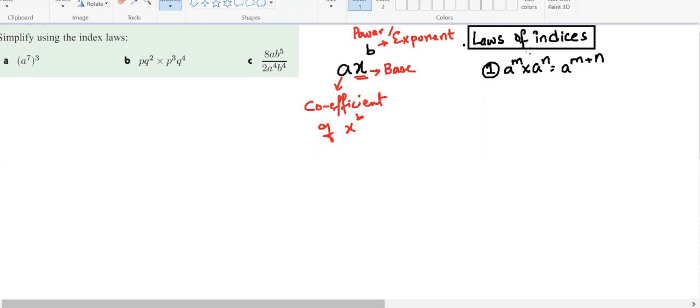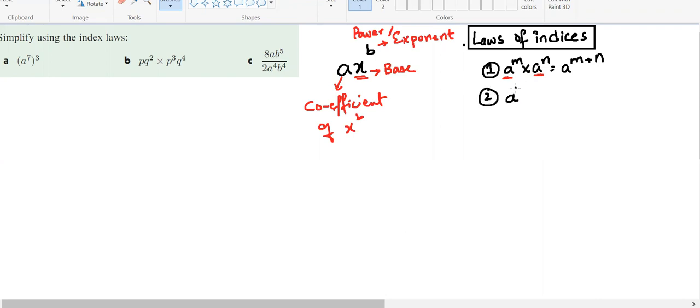Now I'm going to explain the laws of indices, and the first rule is if the same bases are multiplied, then their powers are added. You can see here base a to the power m times base a to the power n. Same bases are multiplied, so we will add their powers, and the list goes on like that.